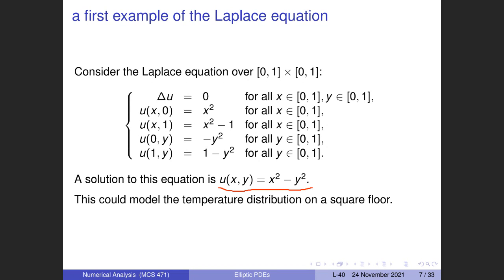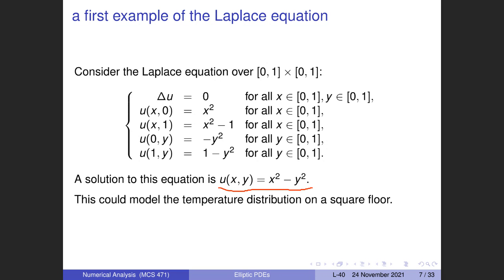And you can see when you take the partial derivative twice with respect to x, you end up with 1. Taking the derivative twice with respect to y, we have indeed a negative 1. So we have 1 minus 1, and this function satisfies the first equation.